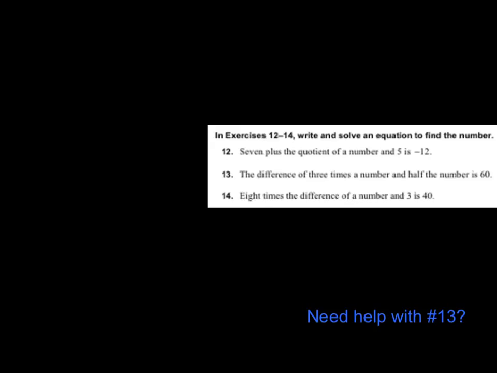So looking at number 12, it says 7 plus the quotient of a number and 5. So we have plus and we have quotient here, and then obviously the word is. So I have 7 plus, and then quotient means a division problem. So remember a number, that's where you put your x, a number and 5. So we have 7 plus the quotient of a number and 5 is negative 12.